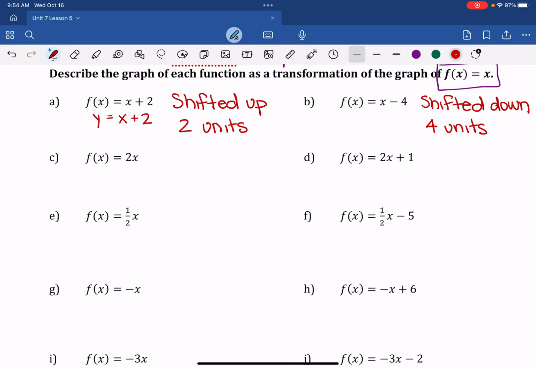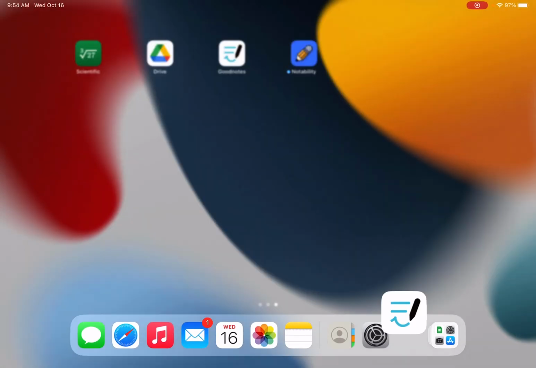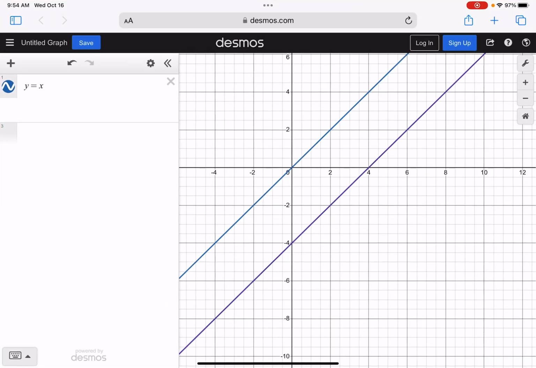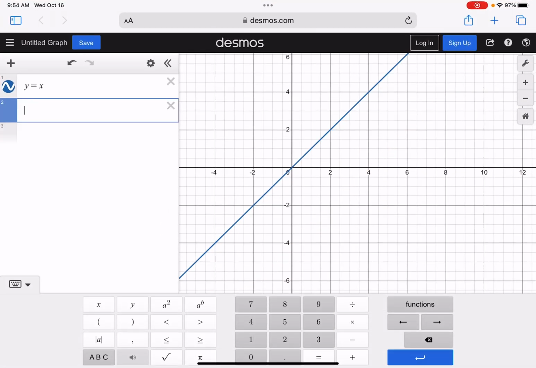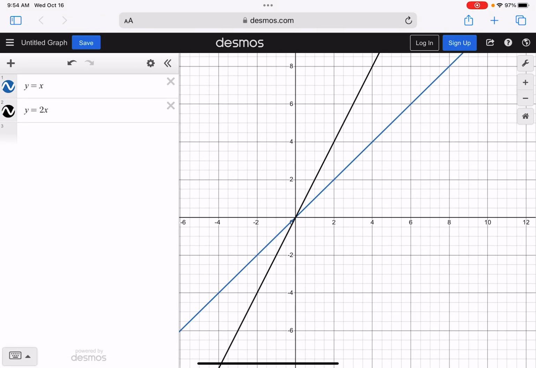Okay, let's do part C. So I'm going to clear out my function and I'm going to type in y equals 2x. Okay, so you can see that they both start at 0, but the black one has been kind of stretched up by 2 because the slope is 2. So we call that a vertical stretch of 2.